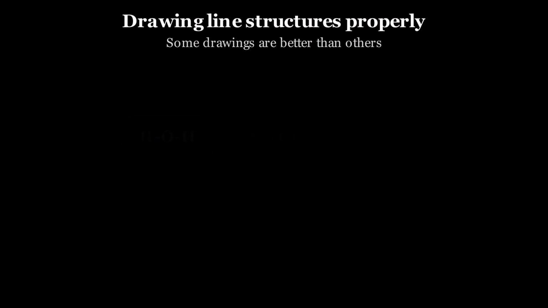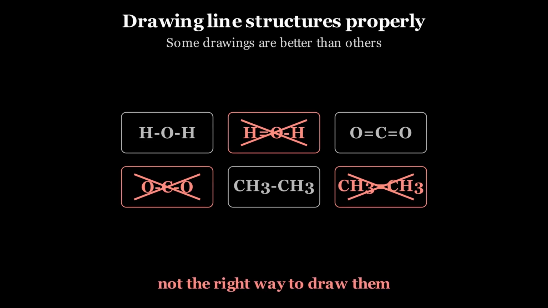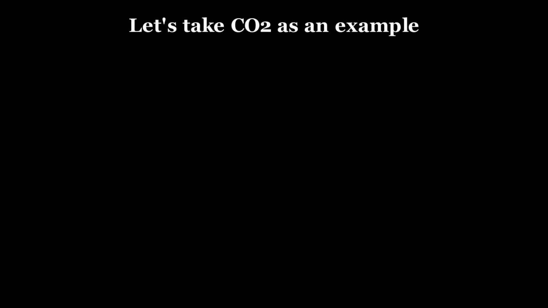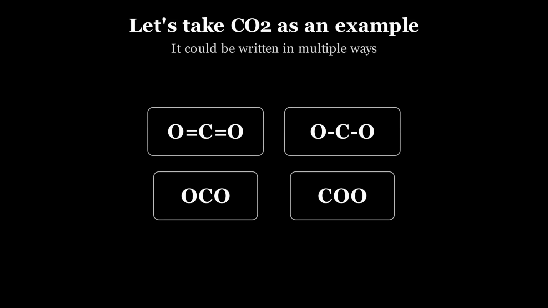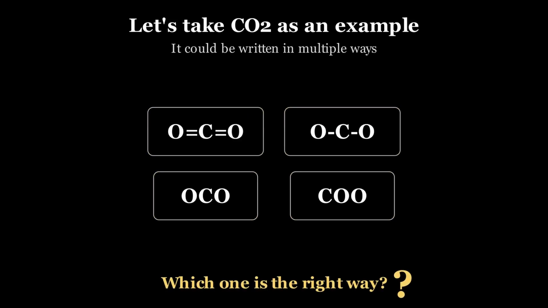When you look at these line diagrams of molecules, although they look really simple, it's really important for us to know how to draw them properly. For a molecule, you can draw a line structure in multiple ways. But what's the right way? Let's take CO2 as an example. The line diagram of CO2 can be drawn in multiple ways when you think about it. But what do you think is the right approach? Let's go step by step.